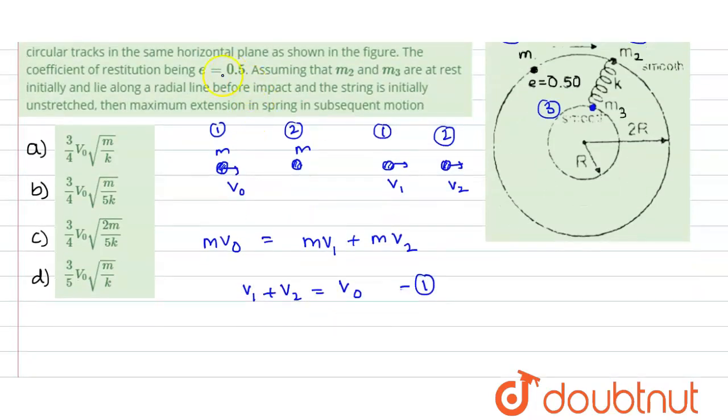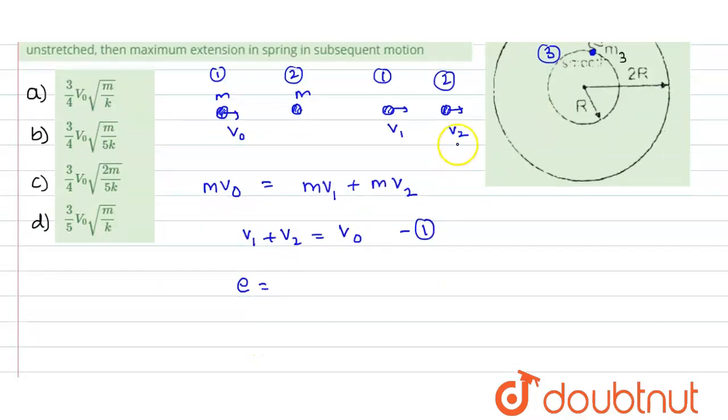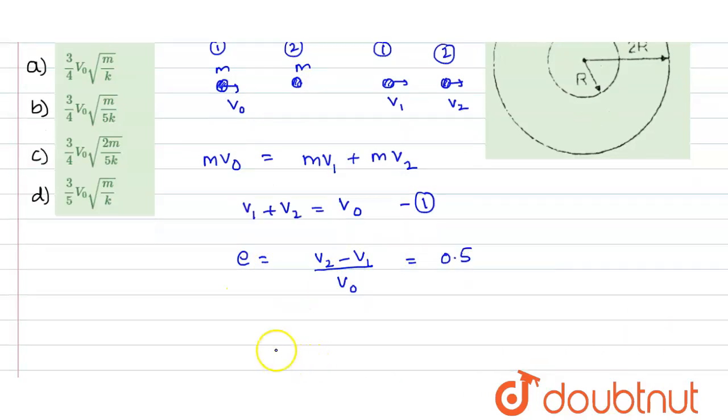Now we have been given the value of the coefficient of restitution. The coefficient of restitution is defined as the ratio of the velocity of separation to the velocity of approach. The velocity of separation is v2 minus v1. And the velocity of approach, since the second mass is at rest, is just v0. This value has been given to us as 0.5. So from this expression, v2 minus v1 equals 0.5 v0. Let's say this is our equation 2.